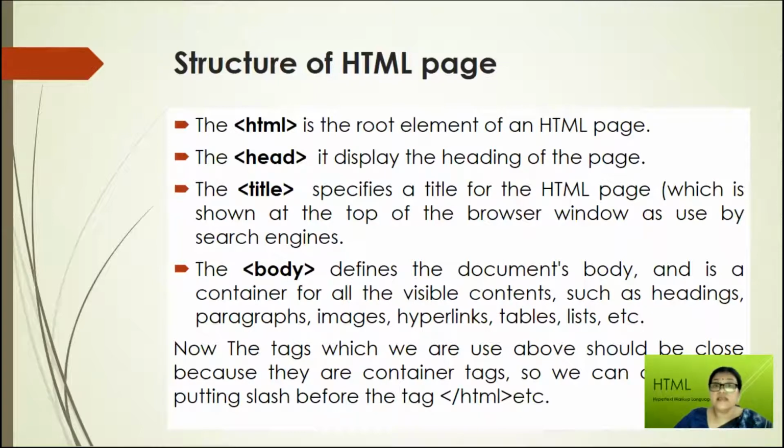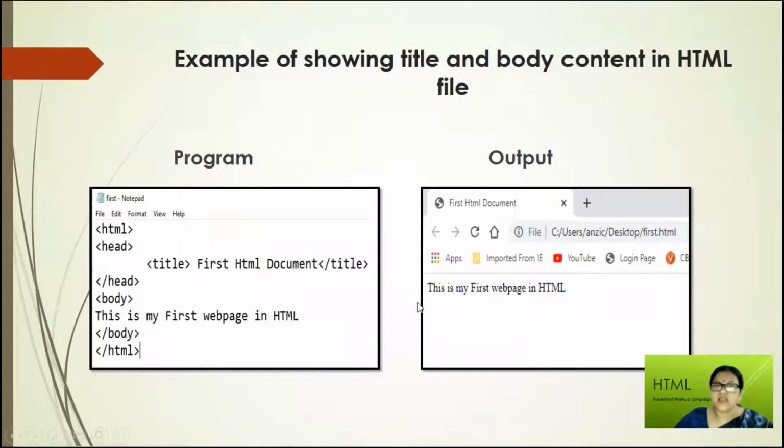And when you search anything on a search engine, then you can write these names and you can search those particular pages. And the body tag defines the main content, that is, the main document part is written inside the body tag, and it is a container tag for all the visible content, such as you can see the heading, the paragraphs, the images inside your body tag. Now the tags which we are using above should be closed because they are container tags. So we have to close that by putting a slash before the tag, slash HTML. This is the way you can make it.